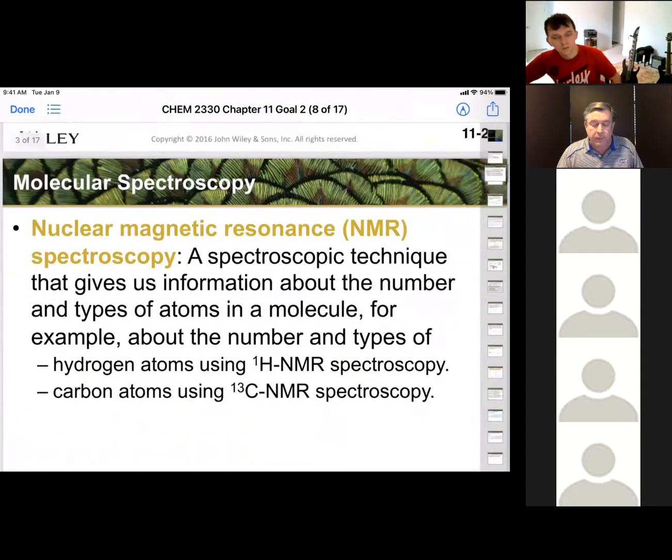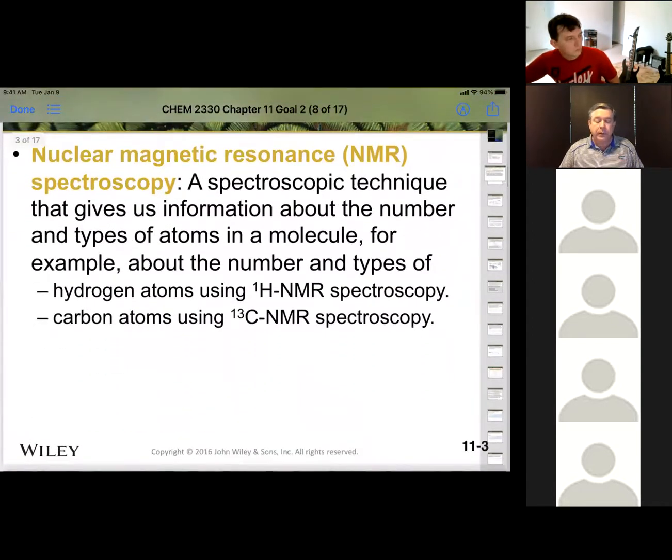Okay, the first thing we have is the idea that we're going to have a molecule, and we're going to induce, using magnets, an ordering, and then we're going to watch it relax back to its normal state, and when it does, it gives off a signal. Okay, so that's what we're going to do, and we're talking specifically about hydrogen and carbon. Notice that hydrogen has an odd numbered isotope, 1, and the carbon has an odd numbered isotope, 13.